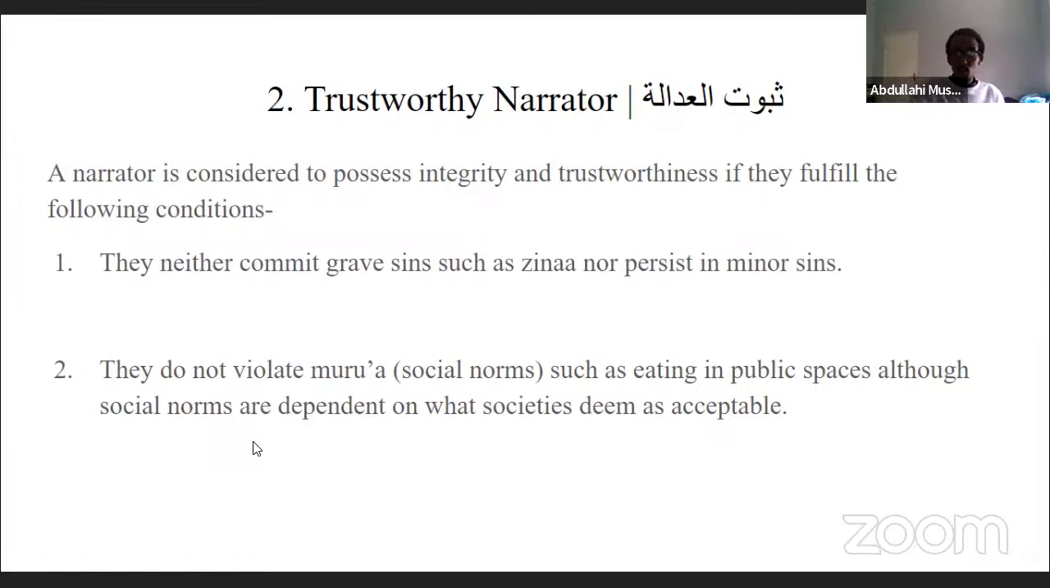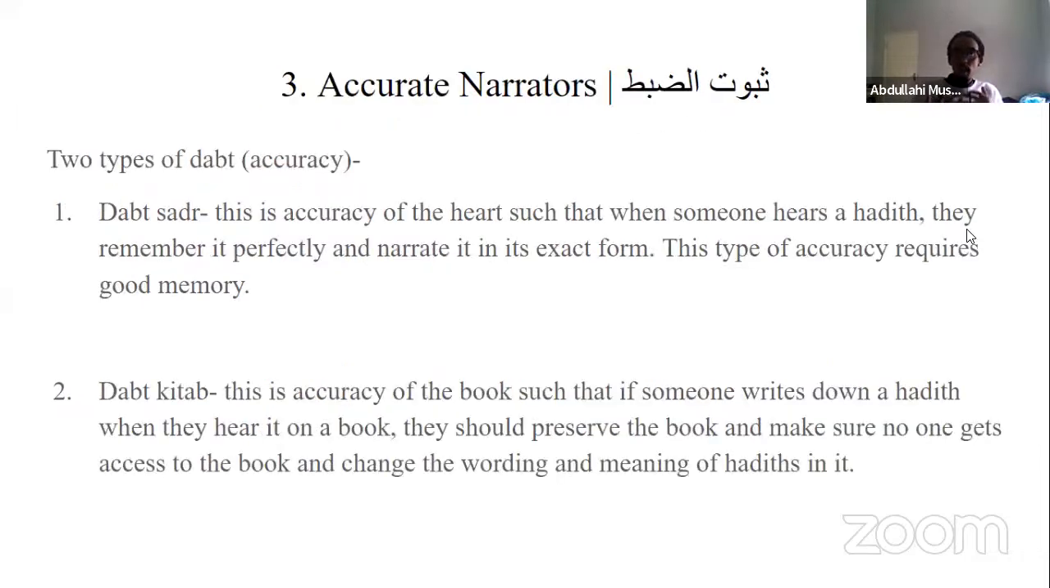Yes, so now we're going to continue with the third one. All the narrators must be accurate in the transmission of the report. There's 2 types of dabt, accuracy. The word dabt translates to being accurate in your narration, in your transmission of the report. Now, this dabt, this accuracy can be divided into 2. There's 2 types of them.